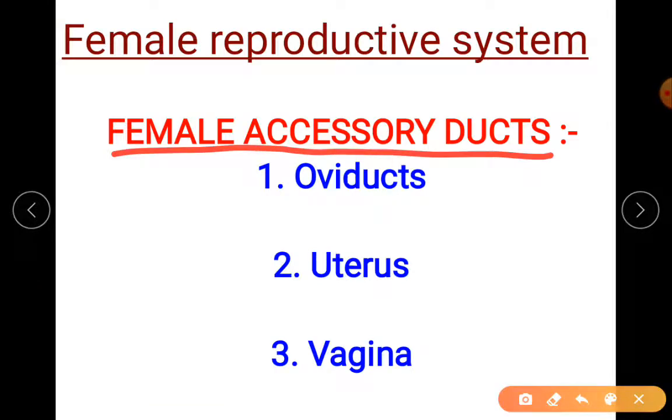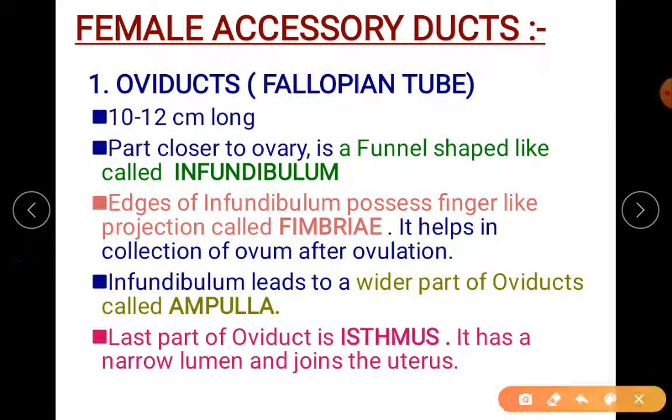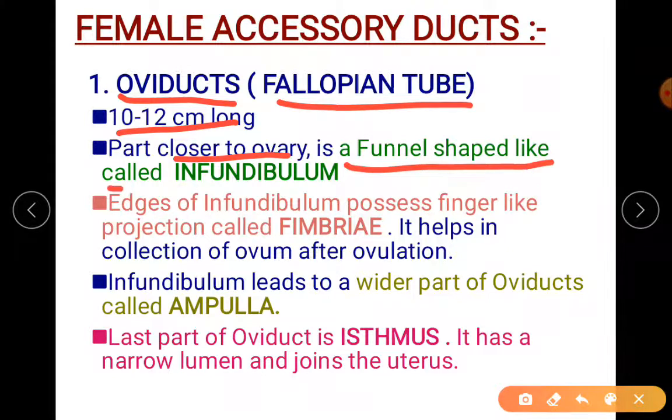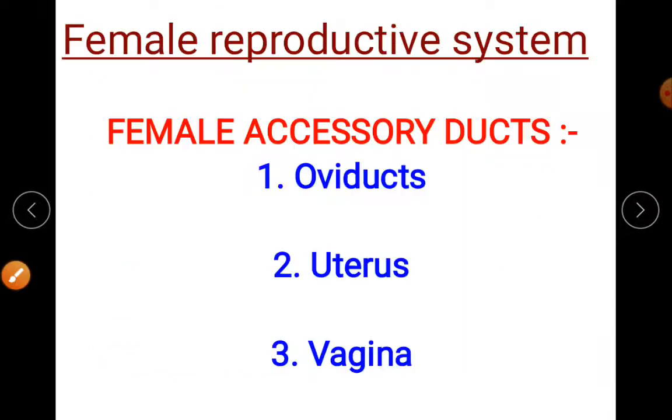Now we are going to the associated parts of the reproductive system, that is, the accessory ducts. First we will study the oviducts, followed by the uterus and vagina. First, the oviduct, which is also called the fallopian tube, is 10 to 12 centimeters long. The part closer to the ovary is funnel shaped, which is called the infundibulum. Observe the picture.